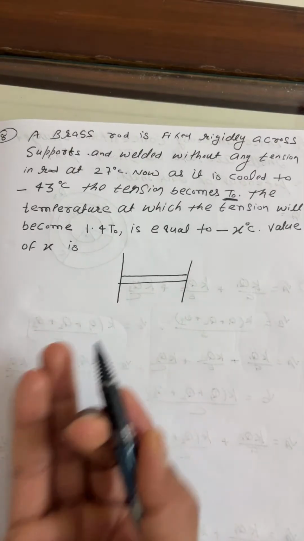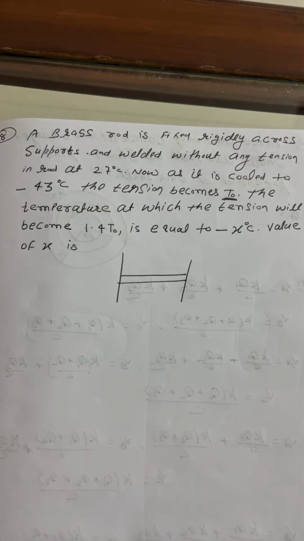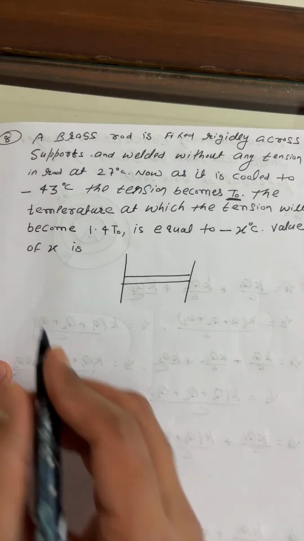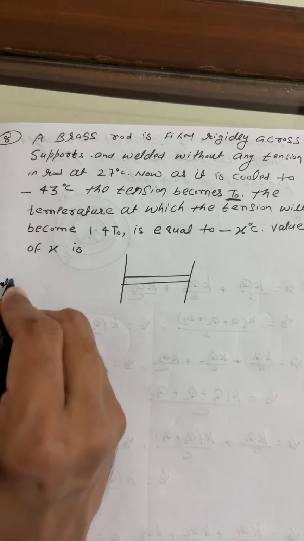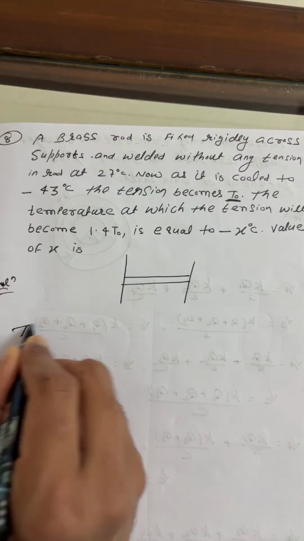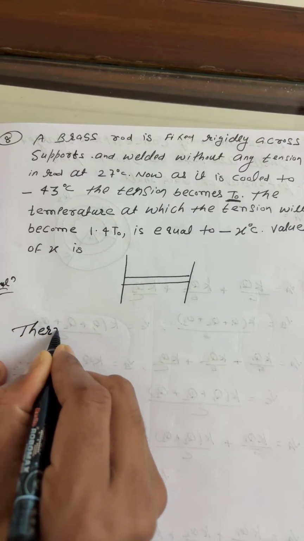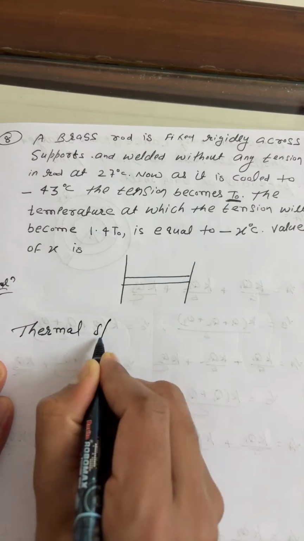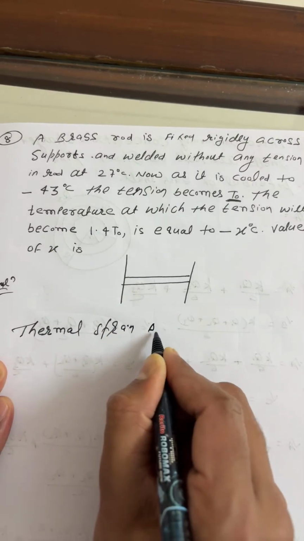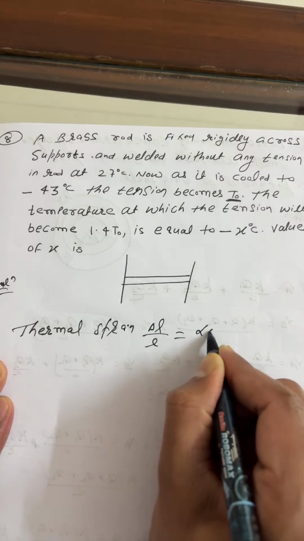I literally just finished this question in class. You can use the concept of mechanics of solids, thermal properties, thermal stress and thermal strain. Here I'm going to use the thermal strain formula. Thermal strain, delta L by L, is alpha delta T. This is the formula from 11th class.